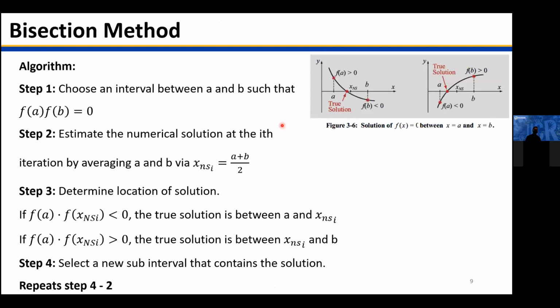Okay, the first method we're going to talk about is the bisection method. We did a very poor version of the bisection method. The first step was to choose an interval between A and B such that f of A times f of B equals 0. So what does this equation mean? Why is this true? Where does this come from?